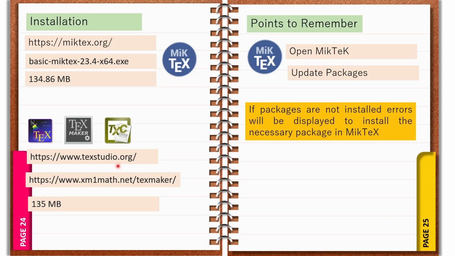Installation procedure is simple. Download, double click on the executable file. It will ask for some commands to click, and then you will get the software installed. What is very important to remember here is that if the packages are not installed in MikTeX, then we may get errors in producing the professional document. That is why we need to update the packages once MikTeX is installed.